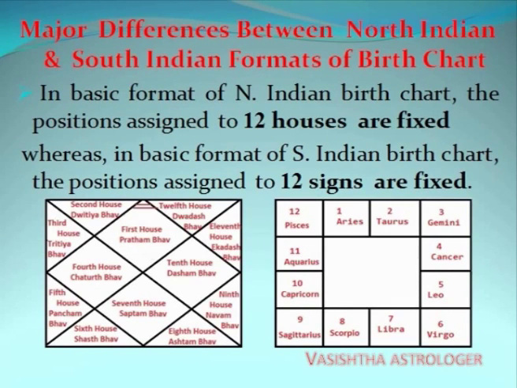Number 1. In basic format of North Indian birth chart, the positions assigned to 12 houses are fixed. Have a look at the diagram in the left. Whereas in basic format of South Indian birth chart, the positions assigned to 12 signs, that is 12 rashis, are fixed. They remain same for every birth chart.